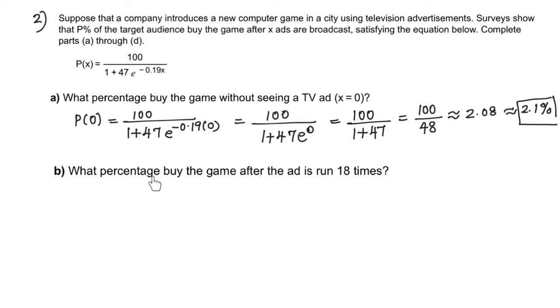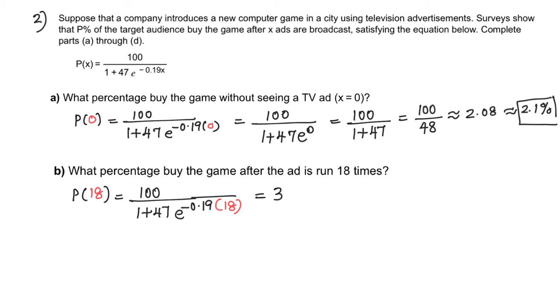Next is, what percentage buy the game after the ad is run 18 times? That means X equals 18. So find P of 18. I replace this X with 18. Now enter this into the calculator. Make sure you have a parenthesis for the entire denominator. So 100 divided by, then use the parenthesis, then enter this whole thing inside the parenthesis. And also make sure this whole thing is in the exponent for E, so you need a parenthesis for that whole thing in the exponent too.